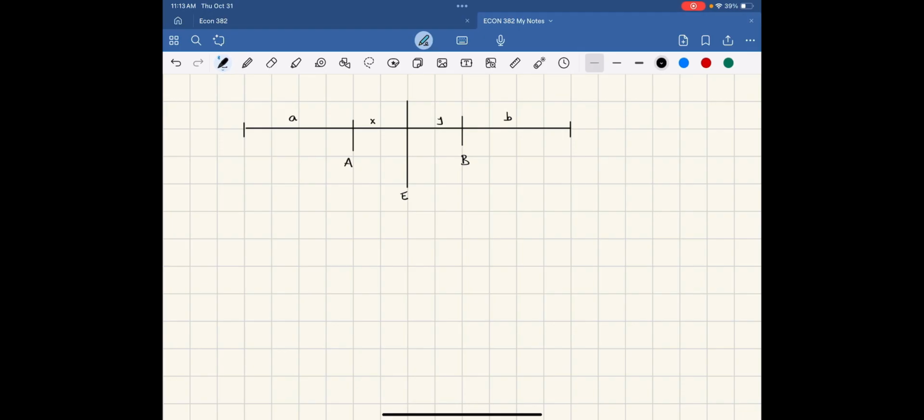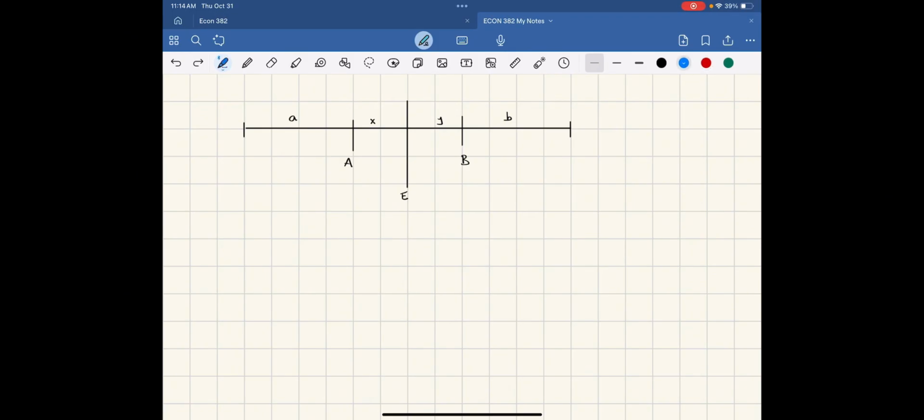So if we think of this area right here in the middle, these are the individuals that have a choice, in a sense, to go to firm A or firm B to buy the good. And so we want to identify point E, which is the indifferent point, where individuals would be indifferent between going to A or B to buy the good. So let's look at that.